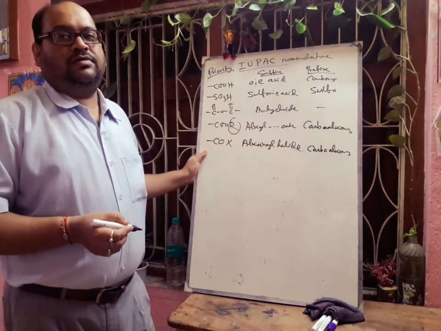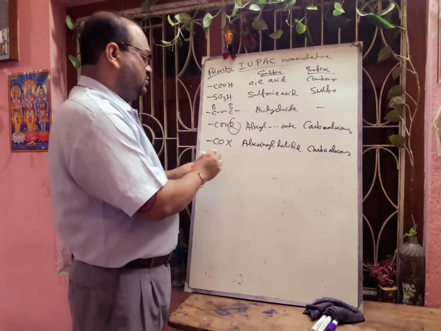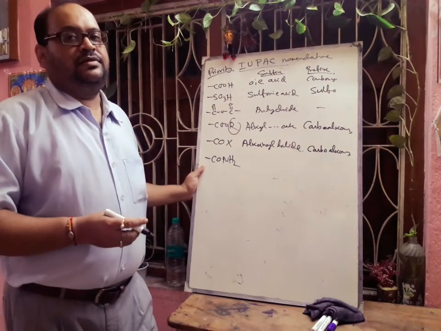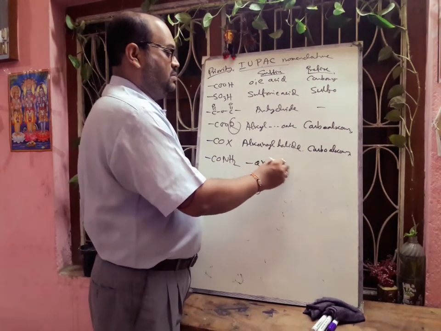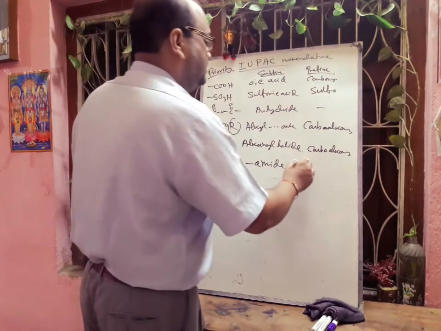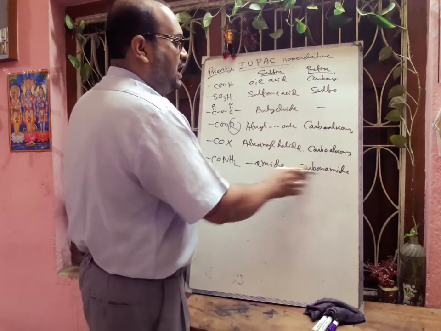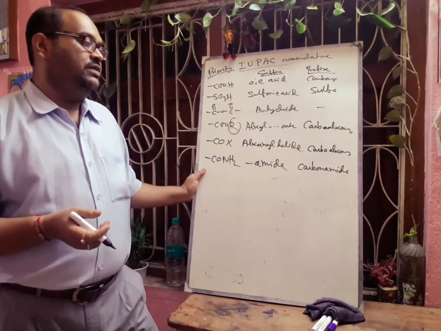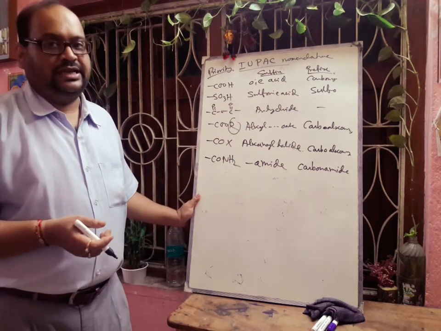Next, we will discuss that the next position is the amide, CONH2. In case of amide, the suffix will be amide, and when it is added as a prefix, then we have to write carboxamide. Here we are adding this carbo because the carbon will be included. It will not be in the main chain. So that is why we write carboxamide, carboxy.